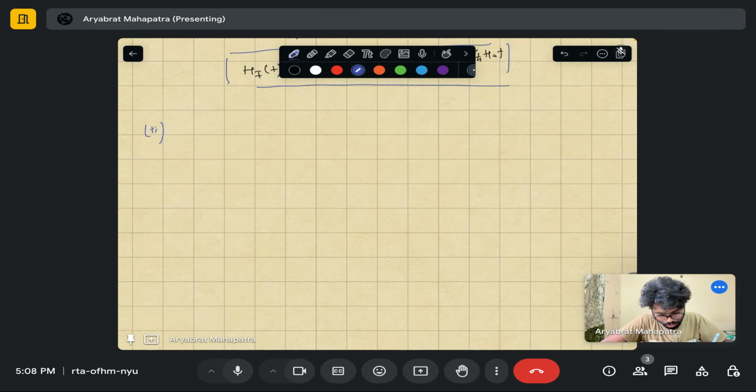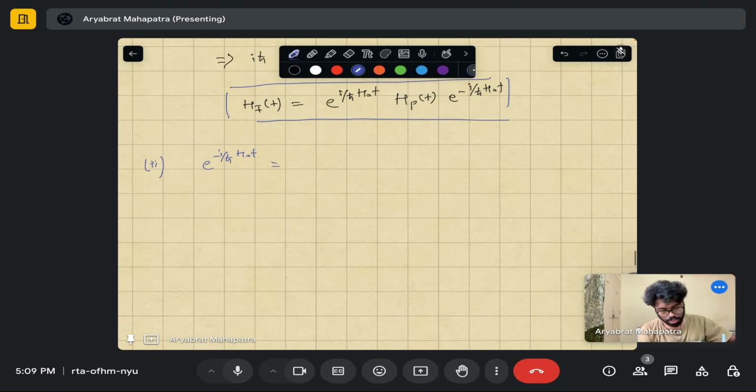So now, first of all, let me calculate what this exponential of minus i over h bar, H naught t is. H naught is the matrix which I showed you: e1, 0, 0, minus e1. I can show you how it can be written.